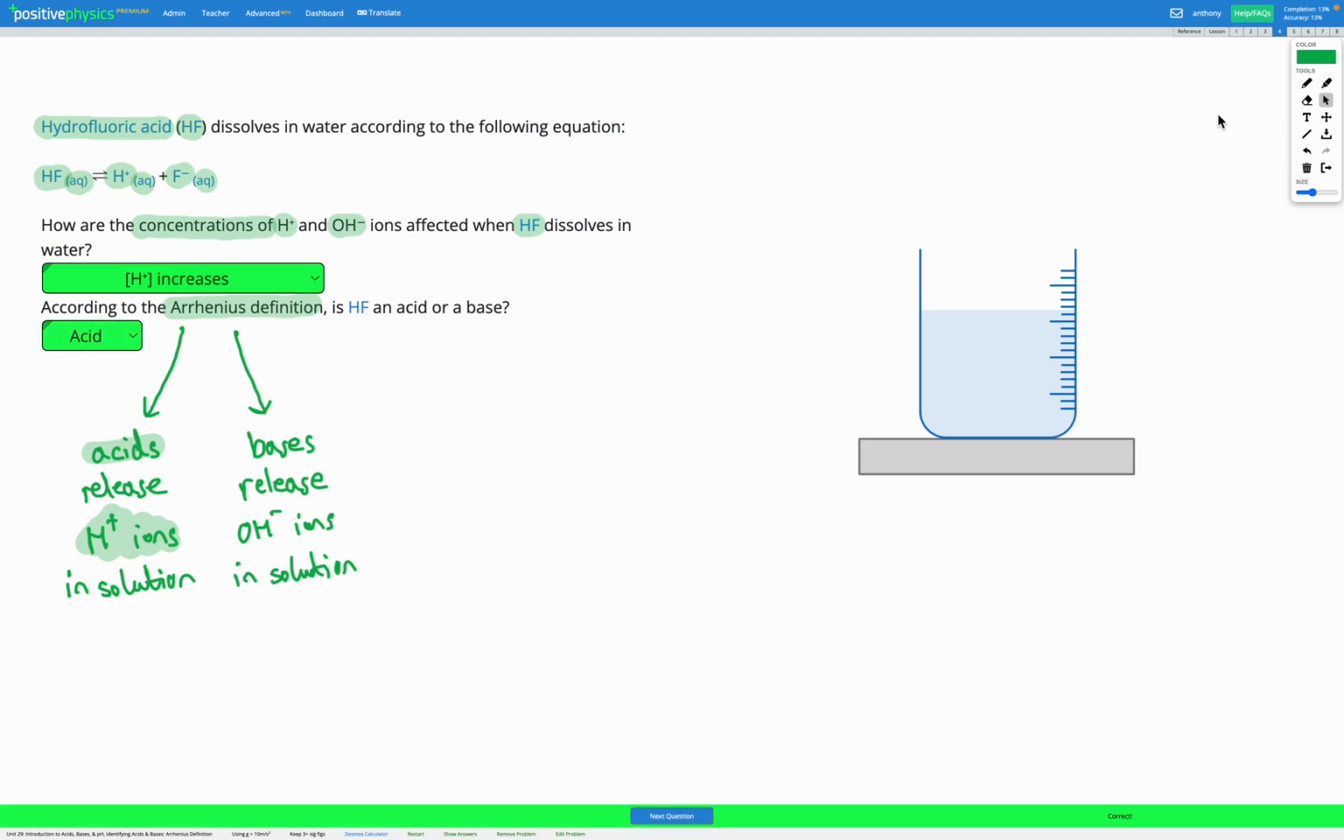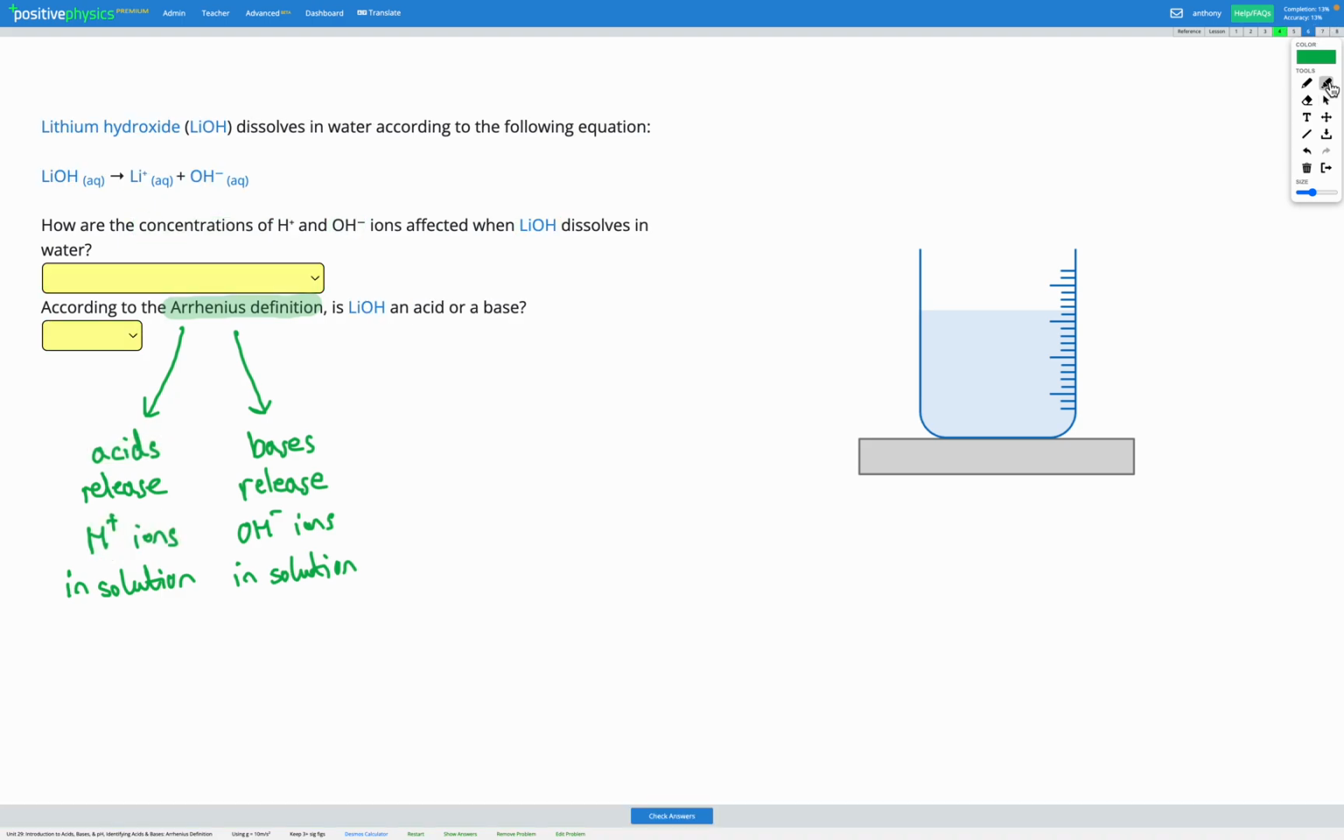Let's do one more question of this type. In this question, we have lithium hydroxide, LiOH, dissolves in water according to the following equation. So we have LiOH gives Li+ aqueous and OH- aqueous. So how are the concentrations of H+ and OH- ions affected when LiOH dissolves in water?